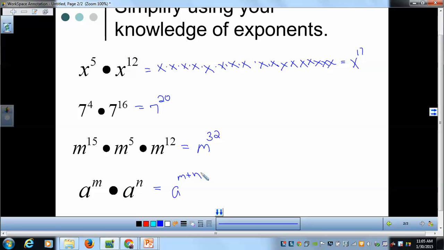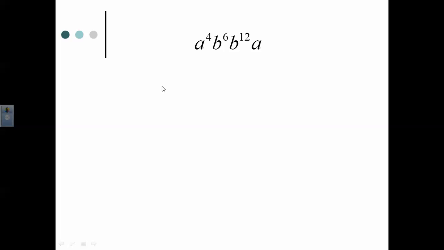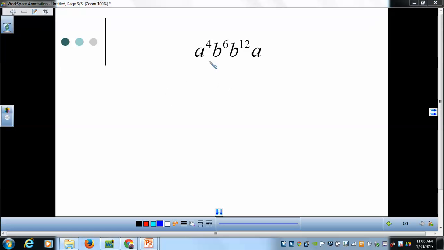So the first rule, all right, for our exponents, the product of powers property, is such. All right, a to the m times a to the n is going to equal a to the m plus n. Now this will work for any string of multiplication, even if we mix different bases in. So I'm going to show you an example of this. All right, so notice we have this problem. All right, so we want to simplify this.